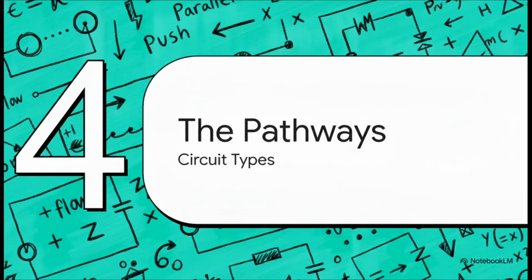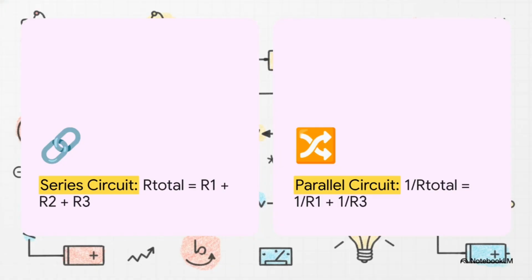Okay, on to step 4, the pathways, circuit types. Now that we've defined the individual components, the flow, the push, and the obstacle, let's shift our focus to the actual physical pathways they travel on, because how we arrange our obstacles fundamentally changes the math. We have 2 primary circuit types to look at. In a series circuit, the components are placed in a single line, one right after the other. The total resistance there is straightforward addition. R total equals R1 plus R2 plus R3.